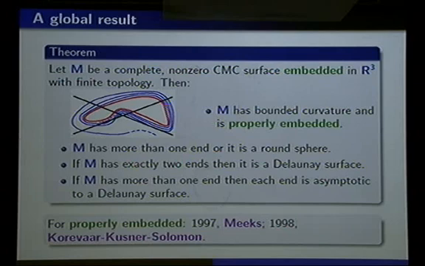And then one can say things about the end, how the surface behaves at infinity, but I want to point out that the key point here is to prove properly embedded, because once you have properly embedded, the study of a properly embedded CMC annular end was done by Meeks and by Korevaar, Kusner, and Solomon. So the first bullet is the main bullet.